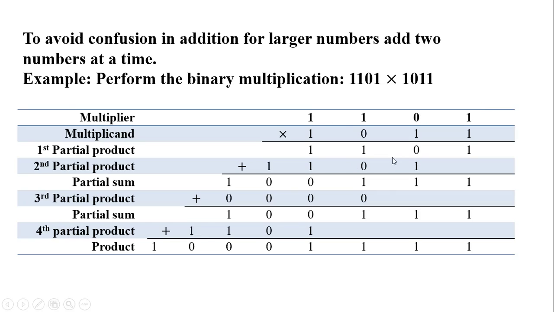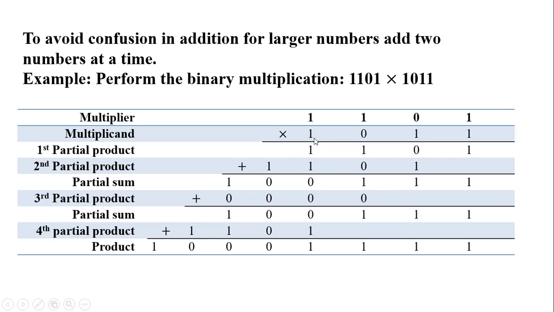So first take the partial sum. This is the partial sum. We add these two partial products. So 1 plus 0 is 1, 1 plus 1 is 1 0, and 1 is carried over here, so 1 plus 1 is 1 0. This is the final carry. So this is the partial sum. So we add the first partial product and the second partial product.